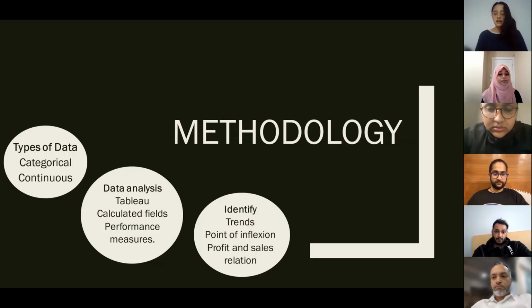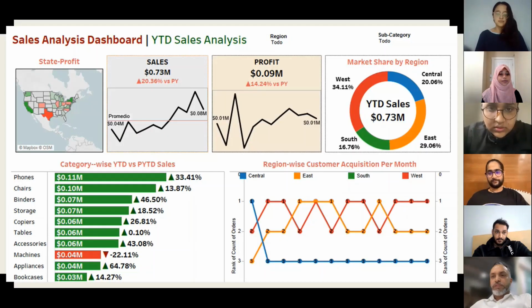Next, my teammate is going to talk a little bit more about the dashboard that we created. Yeah, thanks. A dashboard is a collection of different visualizations put together, and through this dashboard you can get the whole story, like what is happening where, what things are missing, and what things are improving.